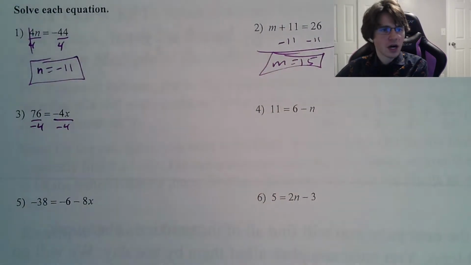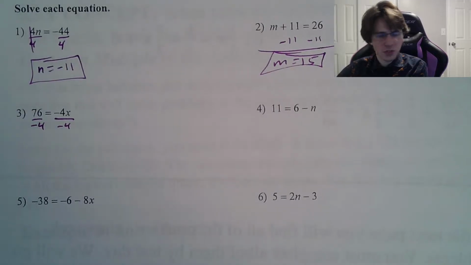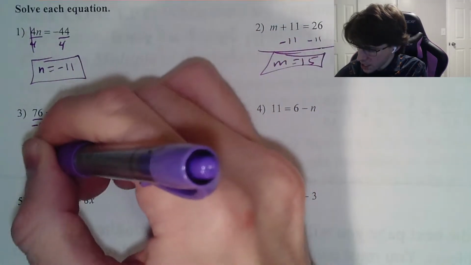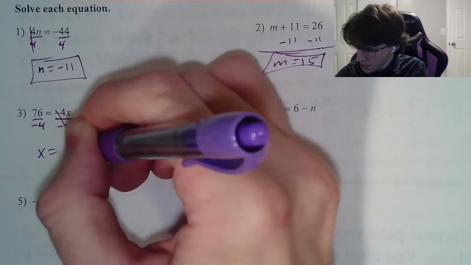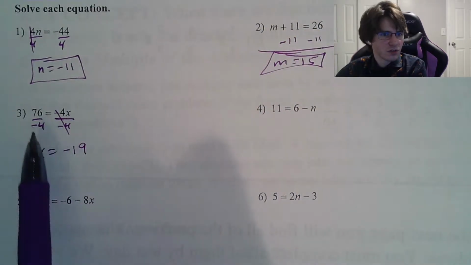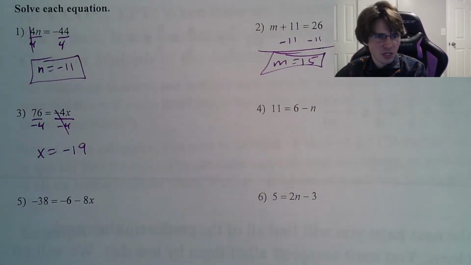Please be careful. I've walked around the room, quite a few students put the incorrect answer. They said x is equal to 19. It is not. It is negative 19. When you divide by a negative, the negative sticks around. It's not like some other questions where it might not.